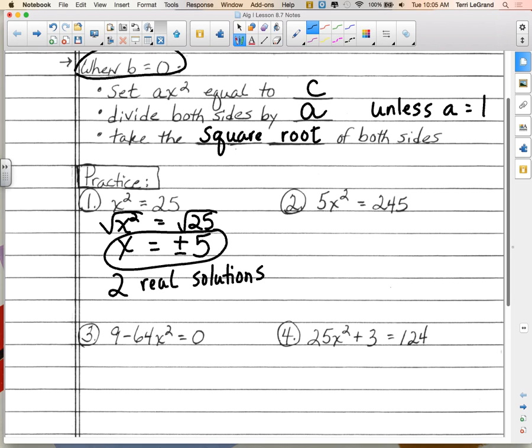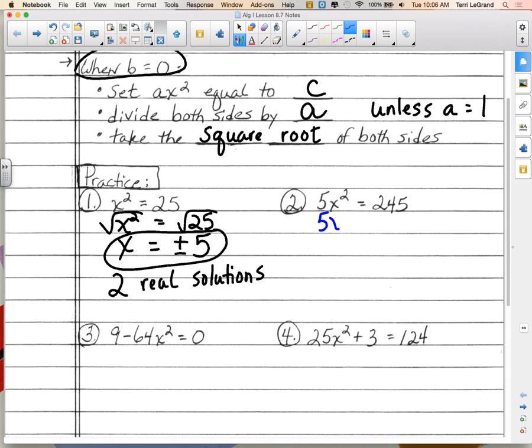Okay, look at number 2. Can we skip step 1, the first bullet point? Set ax squared equal to c. Let's skip that one, right? The x squared term is already by itself, and there are no x's in this one. Okay, how about the second bullet point? Can we skip that one? No, a is not equal to 1, is it? So what are we going to do to both sides?